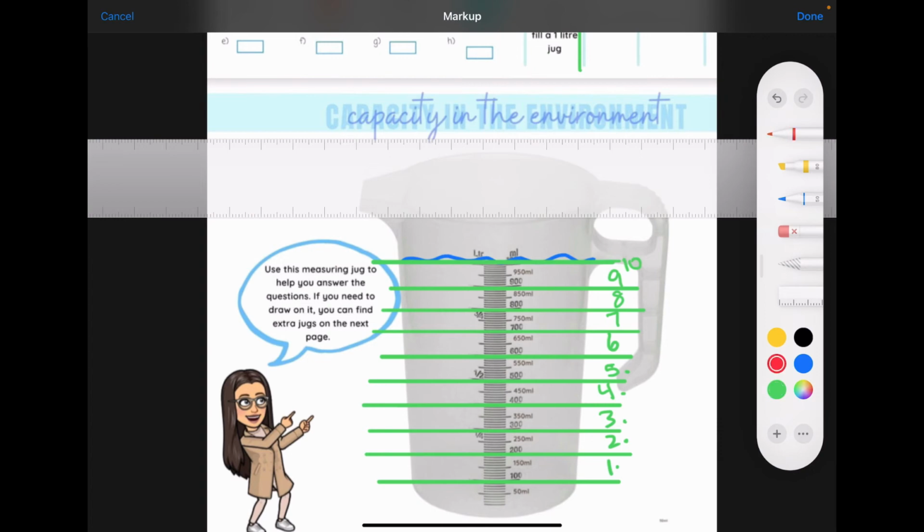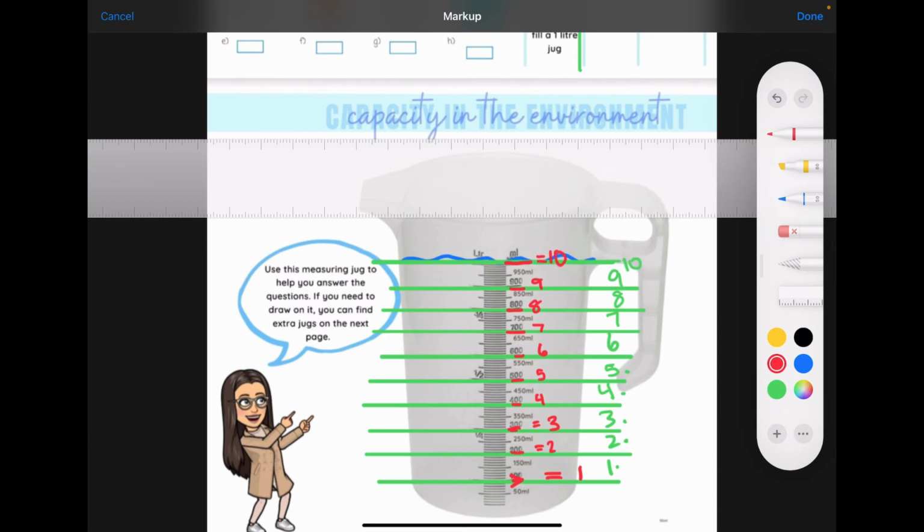I wonder if you can also see a pattern that has happened here. Let's have another look. 100 mils equals 1 cup. 200 mils equaled 2 cups. 300 mils equaled 3 cups. 400 mils equaled 4 cups. 500 mils equaled 5 cups. 600 mils equaled 6 cups. 700 mils equaled 7 cups. 800 mils equaled 8 cups. 900 mils equaled 9 cups. And 1000 mils equaled 10 cups.